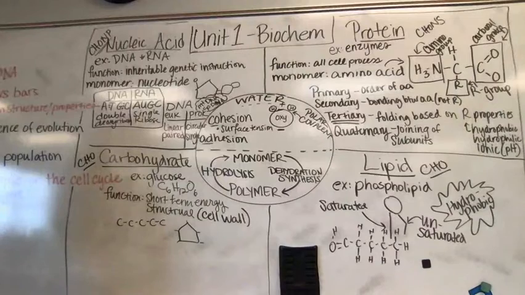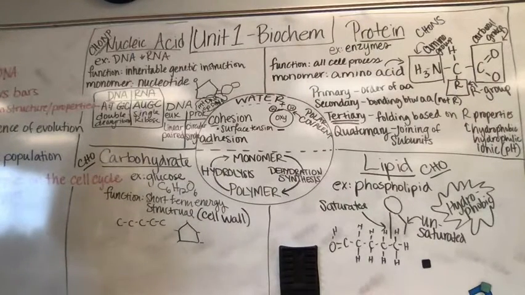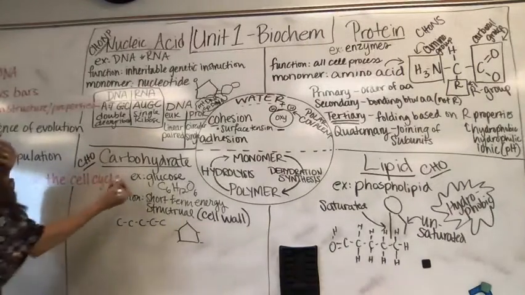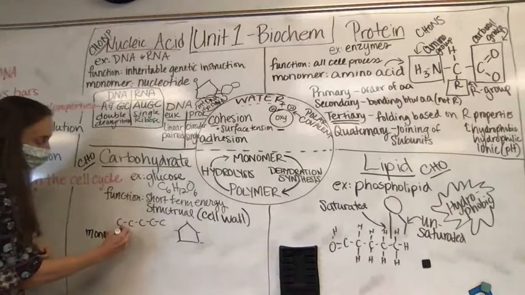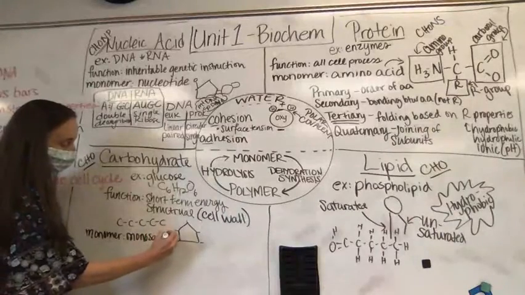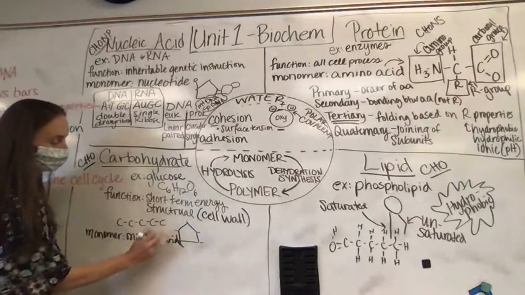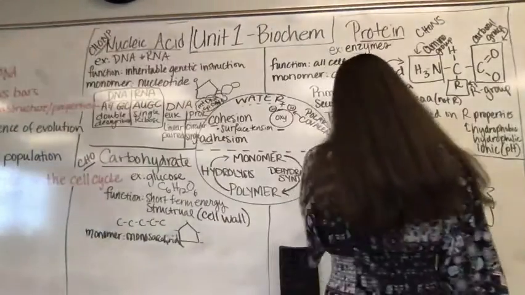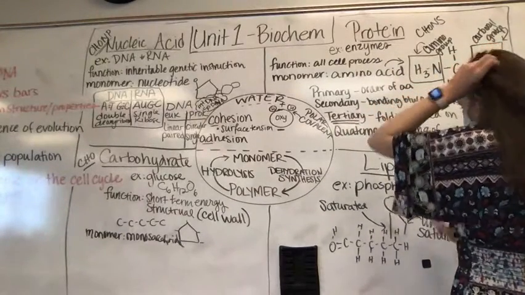What are the subunits? Oh yeah, that would be called a fatty acid. Oh, thank you, Chloe. I totally missed that. The monomer for a carbohydrate is a monosaccharide. Saccharide means sugar. And then the monomer for this one is a fatty acid.